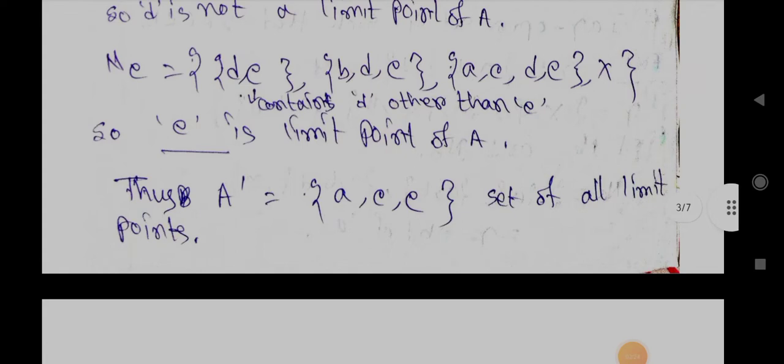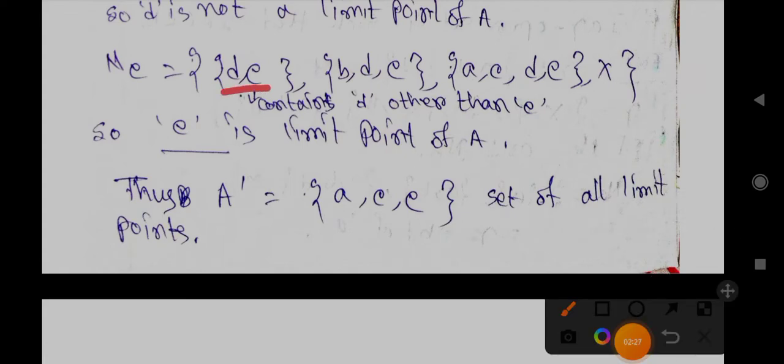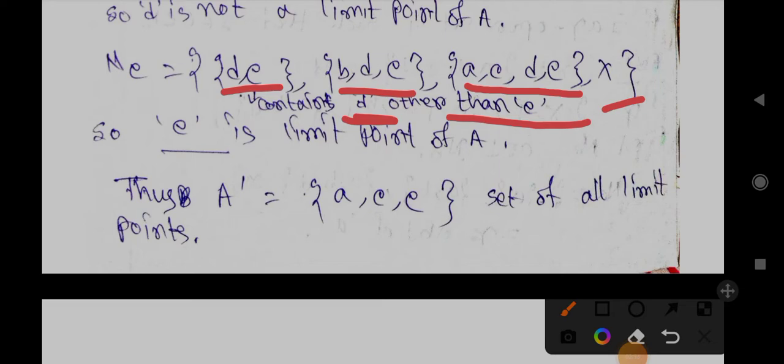Now NE = {D, E}, {B, D, E}, {A, C, D, E}, X contains D other than E. So E is a limit point of A. Thus A dash equals {A, C, E}, the set of all limit points.